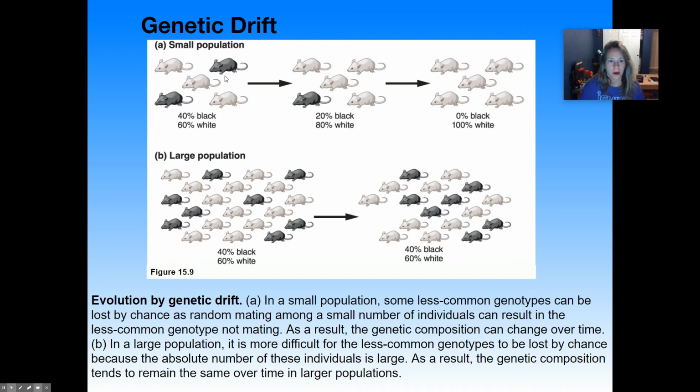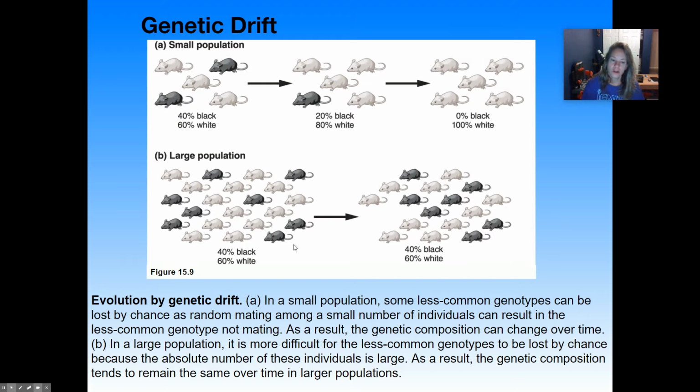So we've got two black mice, 40% black, 60% white. You can see very quickly a black mouse, if it's not selected for, let's say they don't want to breed with the mouse for some reason, goes and the population is now all white. But in a large population, even though that mouse might not be selected for reproduction, it still exists because it can generally find a mate. Even if a lot of them don't want to mate with that one mouse, it can still find a mate and it is still there in the population.